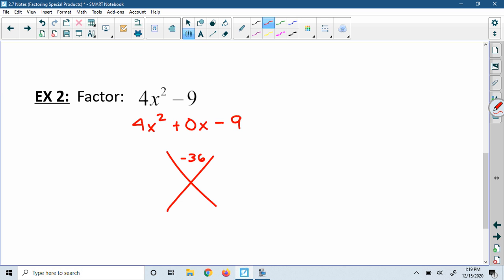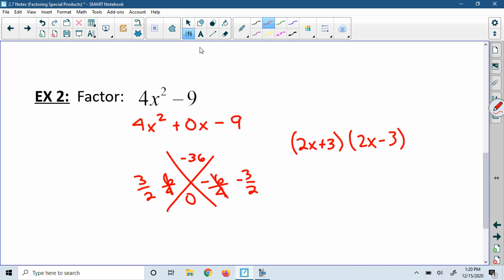In the top part of the x goes the 4 times the negative 9. In the bottom part of the x goes the 0. So what two things multiply to be negative 36 and add to be 0? I think it's 6 and negative 6. And then remember, you divide both of those by 4, whatever that leading coefficient is. Simplify the fractions if you can. And these are your factors in disguise. Remember, the bottom number goes out front. So it'll be 2x plus 3 and 2x minus 3. That's how that one ends up factoring.